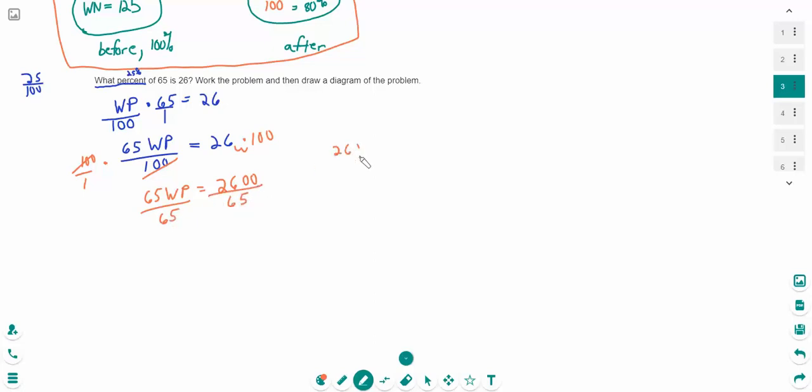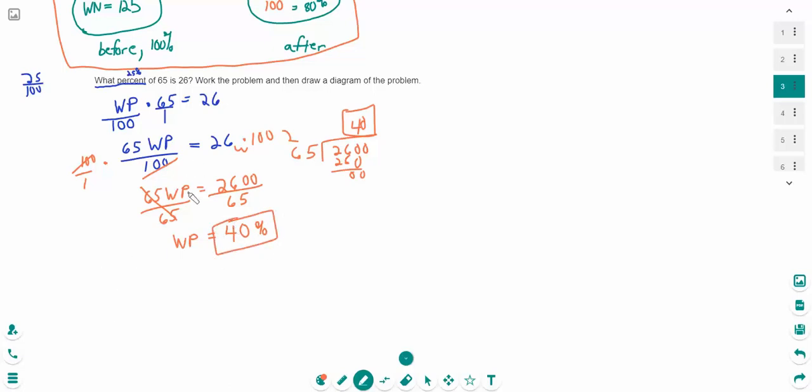So if we do that, what's going to happen here? Well, 65, what's this going to be? 20, 26, 0, 0. So it's going to be 40. So this will cross out, and we end up with WP equals 40. And that's a percentage. What percent? So the what percent is 40. So it's good to write that as a percent. 40%.